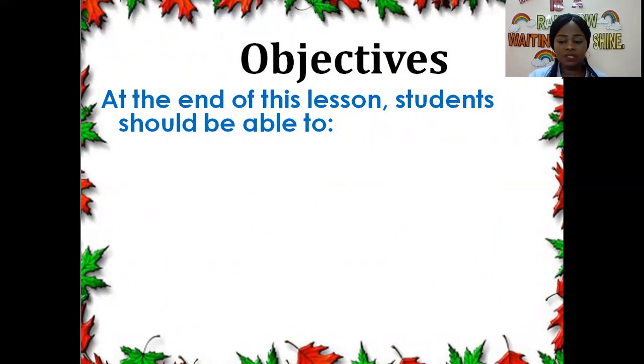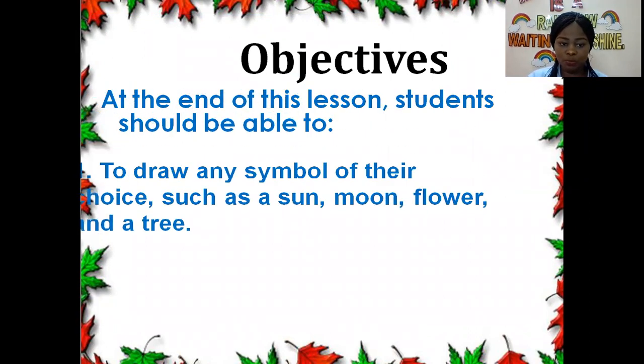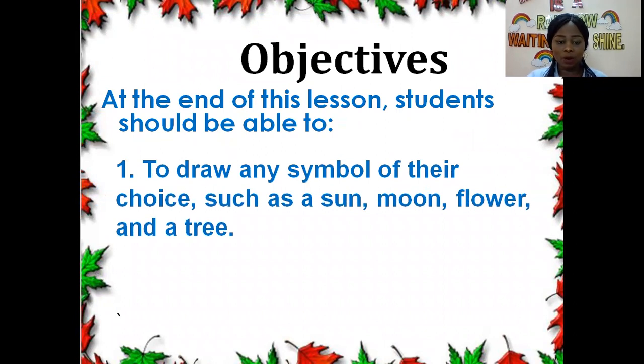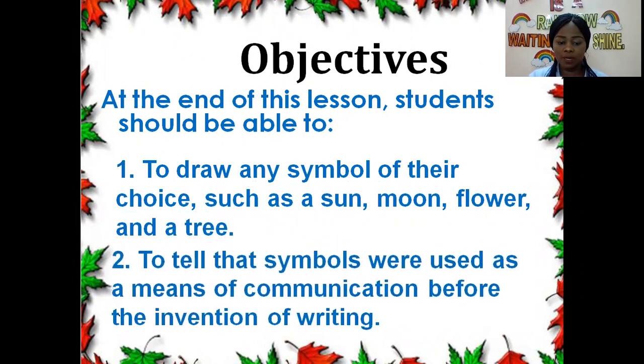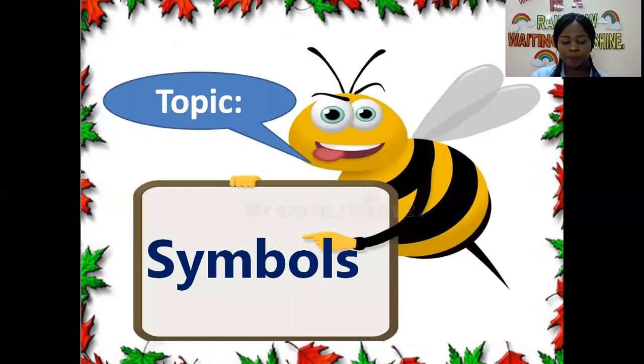Our lesson objectives. At the end of this lesson, you should be able to draw any symbol of your choice, such as a sun, moon, flower, or a tree, okay? Then the second one is to tell that symbols were used as a means of communication before the invention of writing, all right? So these two things are our objectives, okay? So have that in mind. And what is our topic again? Symbols.